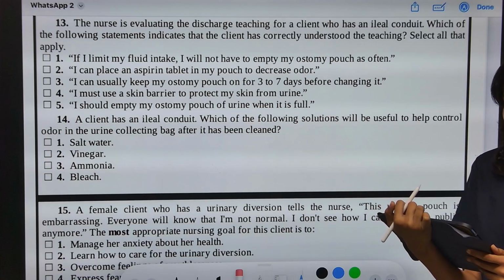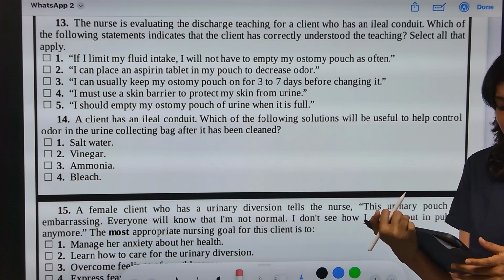And I should empty my ostomy pouch of urine when it is full, and that is absolutely fine.